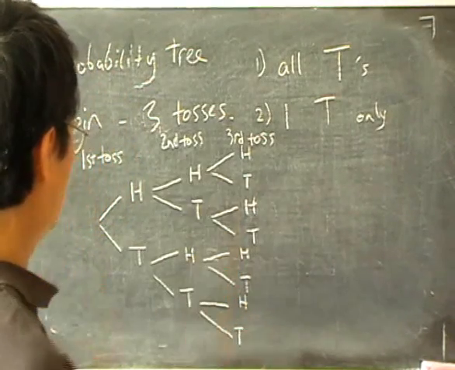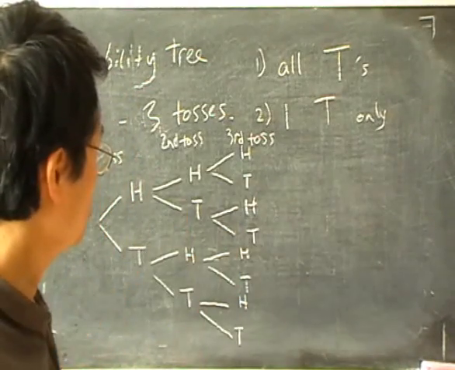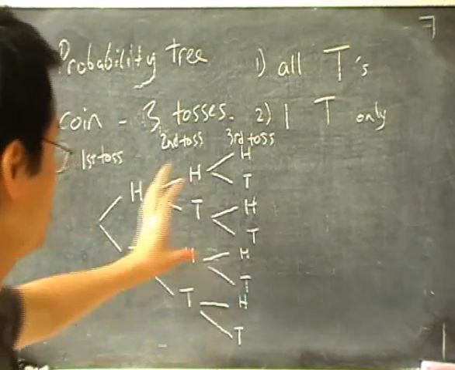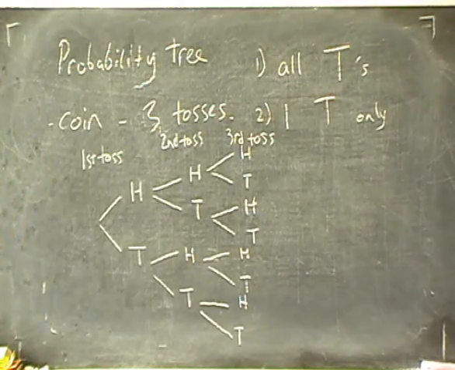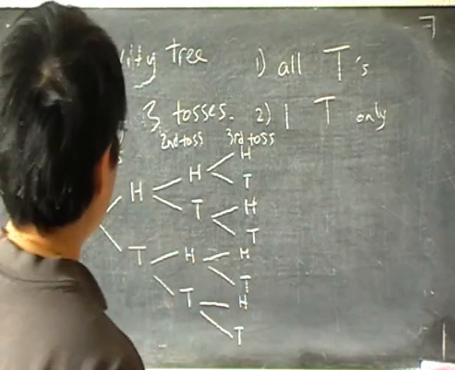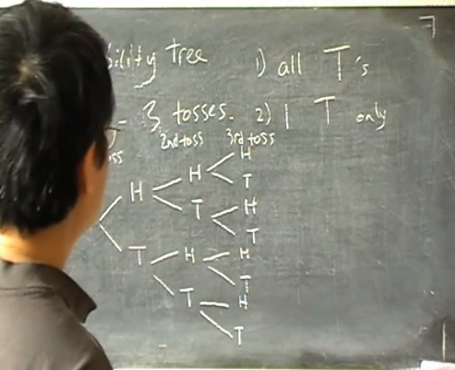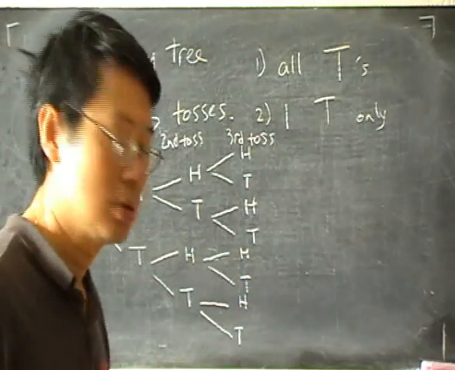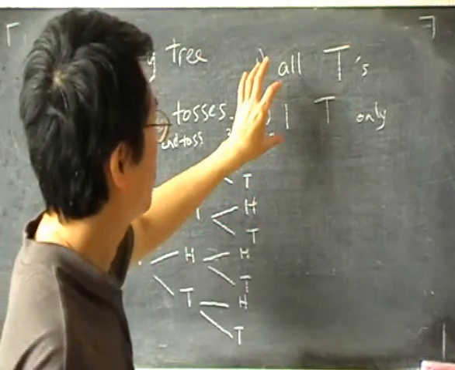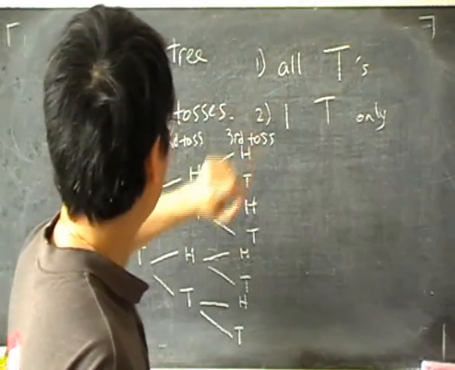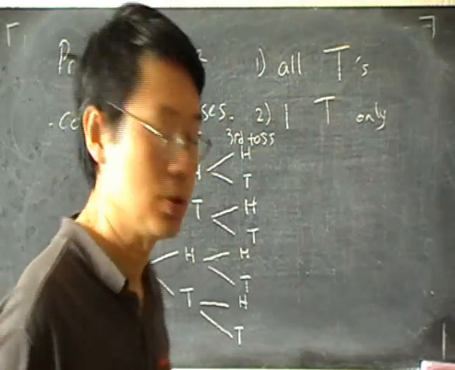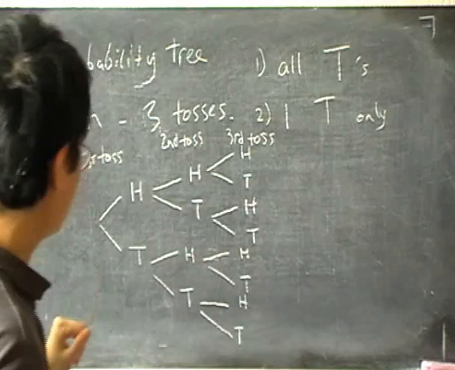But in this case it is okay. We have 3 tosses and this is all we are looking at. We have everything here. Having sketched out all the possible cases, let's try and do this question now. We are interested in the probability of getting all tails. So let's look at this tree.